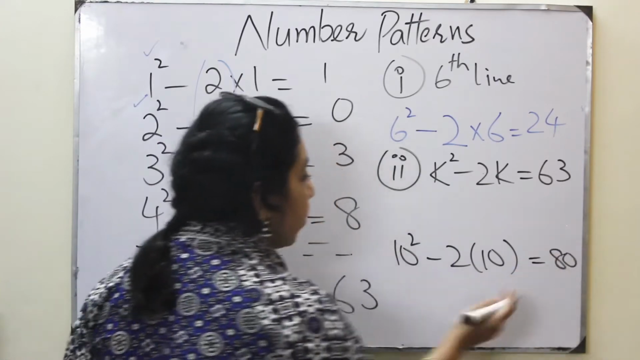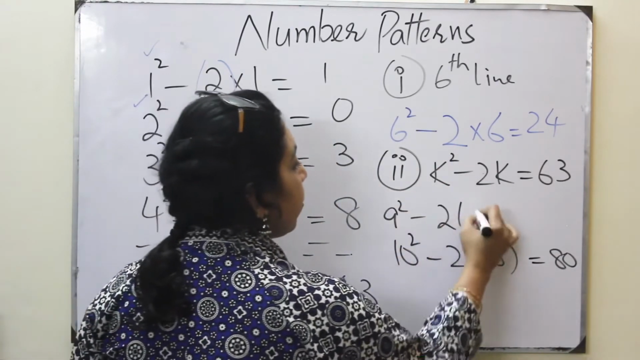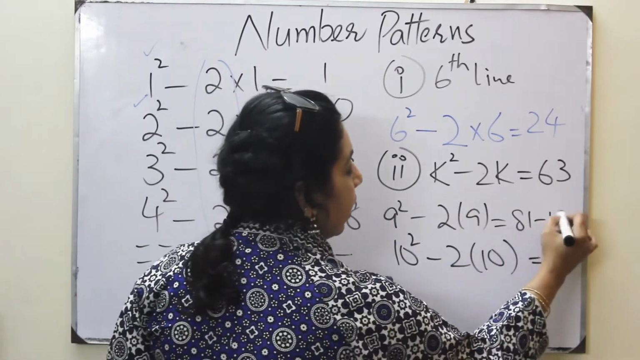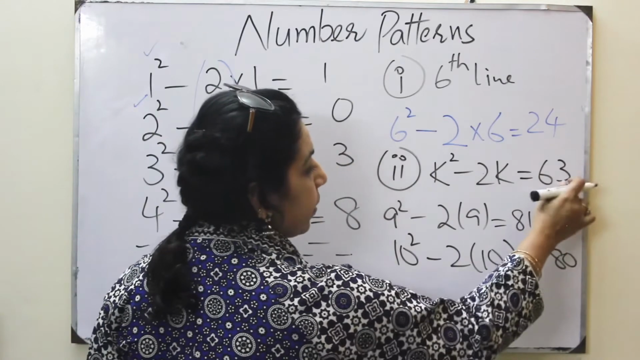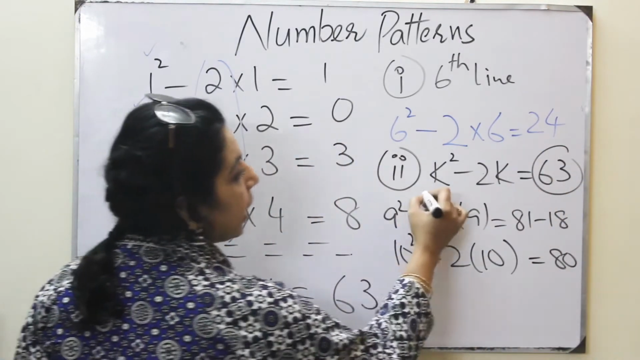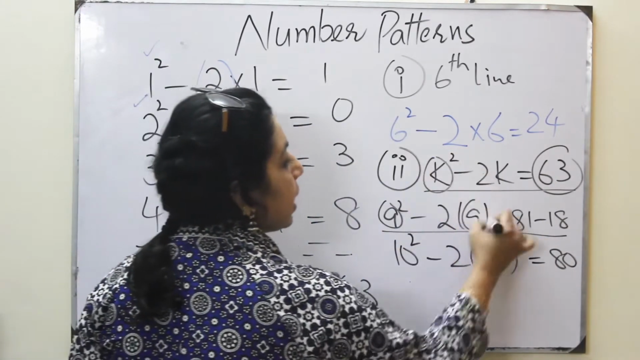So I have to go one step back. 9 square minus 2 into 9, you can see 81 minus 18 is 63. So the value of k, by comparing this with this, we can see the value of k is 9.